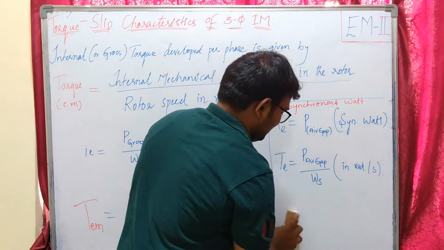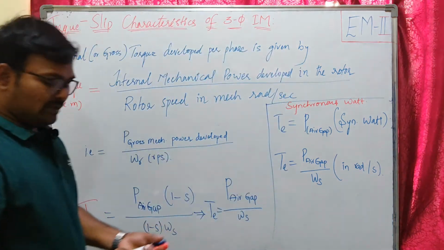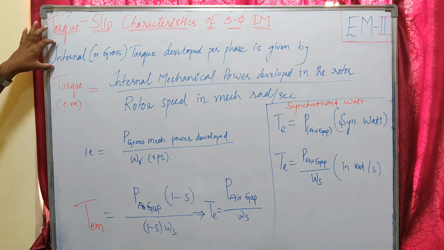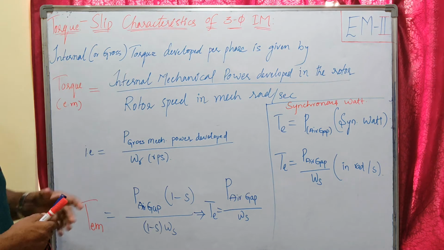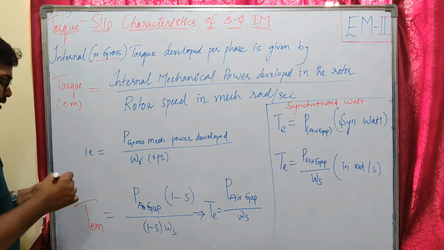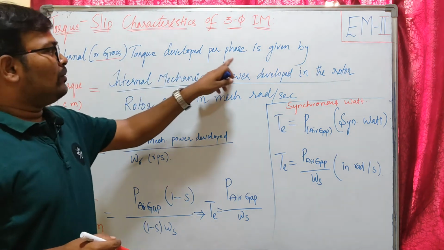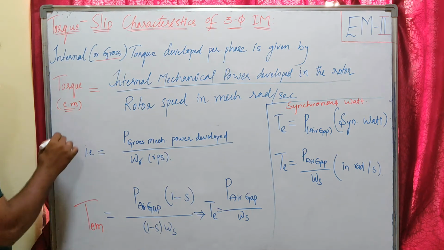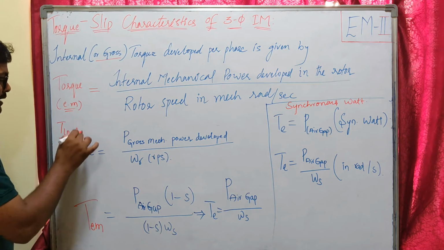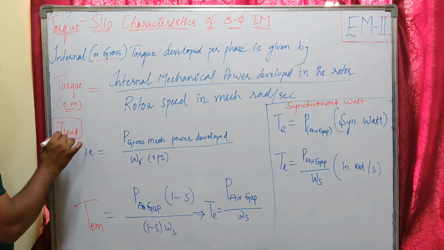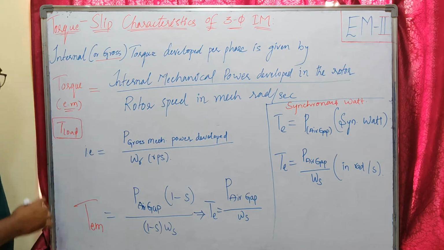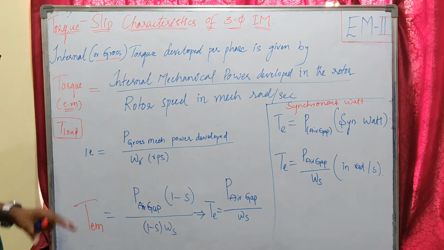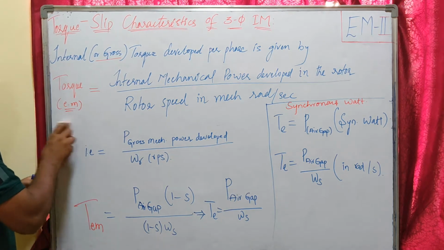So, let us see the mathematical expressions to derive torque. Here the torque is defined as internal or gross torque developed per phase, given by the electromagnetic torque. We will also have our load torque, which is the torque due to the load applied on the shaft. These two will be opposite to each other. We are going to supply this load torque with our electromagnetic torque. I will discuss that later.